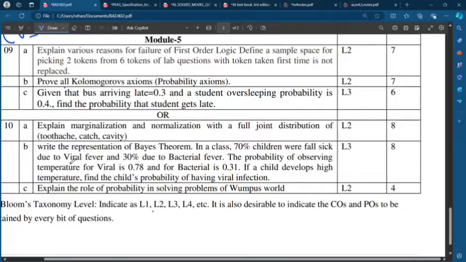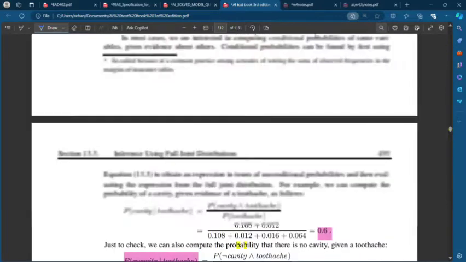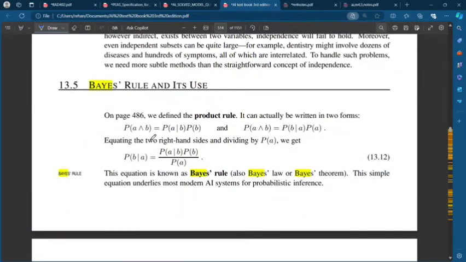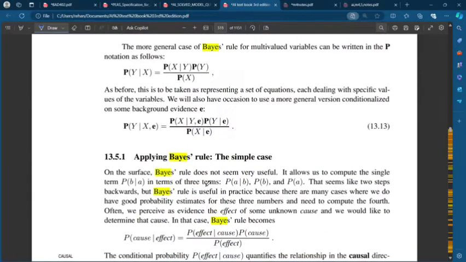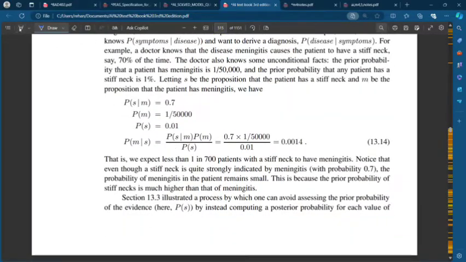Then what you have, this thing is a very easy one. Write the representation of Bayes theorem. This same thing is already in the textbook, they have given the answer. Let me just search that. Bayes rule, it will come somewhere here. See here, Bayes rule. Yeah, this thing.